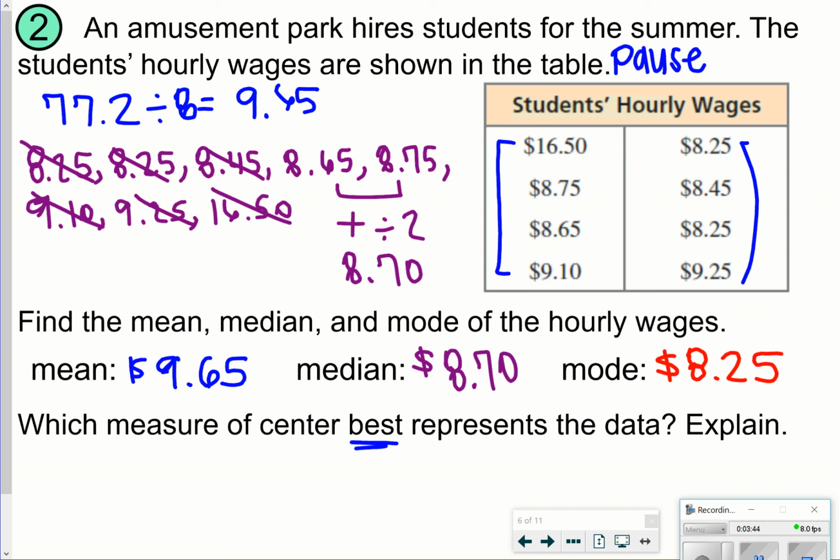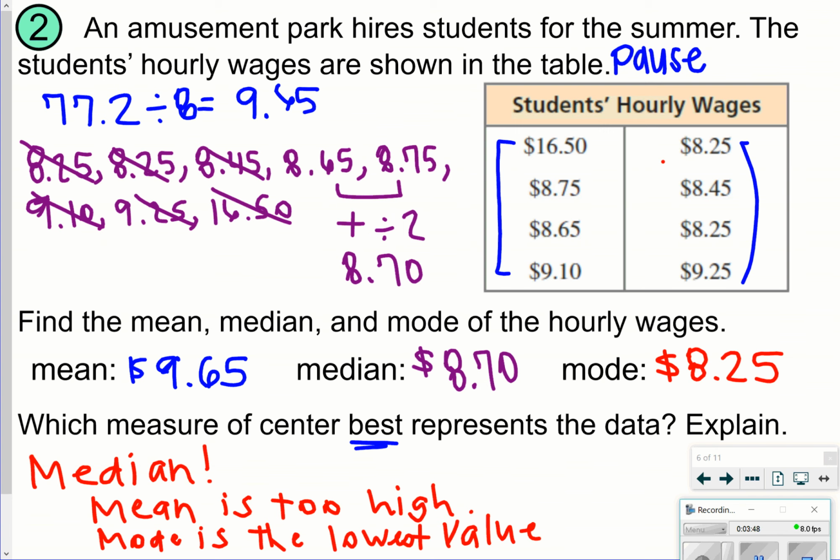For this one, we would probably choose the median. The reason why we would want to choose the median here is because the mean is too high. It's at $9.65. We're going to talk about that on the next page and why it's so high. And we can also say the mode would be the lowest value, so it's not actually going to represent the data set well.